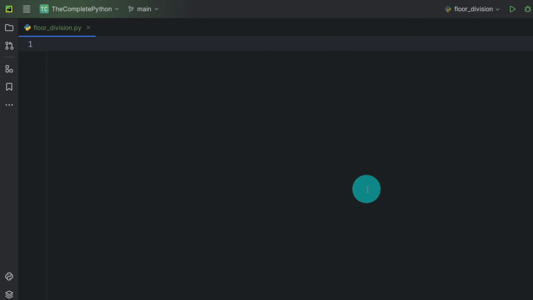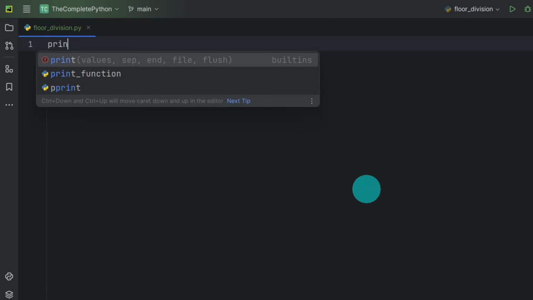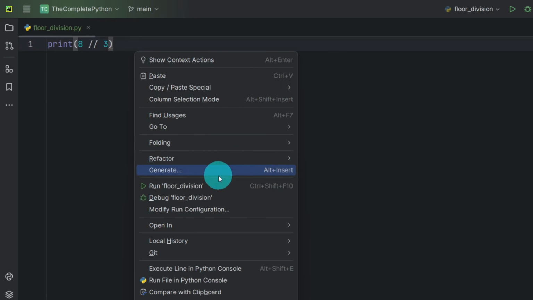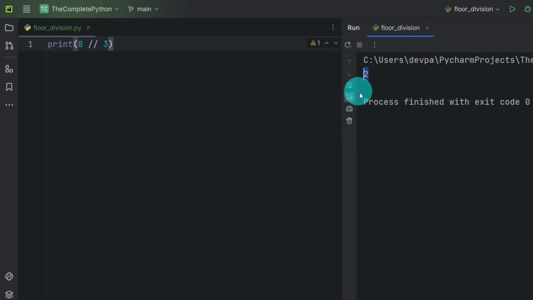Now let's write some programs in order to understand more about the floor division operator. So let's perform 8 floor division 3. First we have to divide 8 with 3. When we divide 8 with 3, we will be getting 2.66. The integer that is less than or equal to 2.66 is 2. Hence, the result of this operation will be 2.